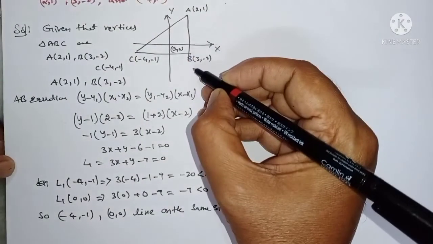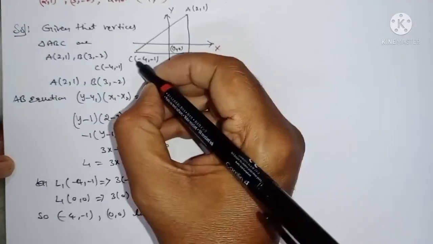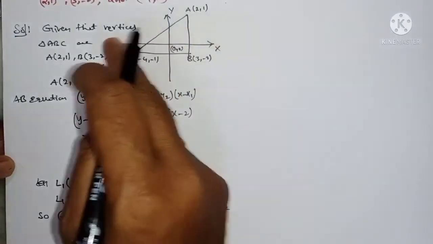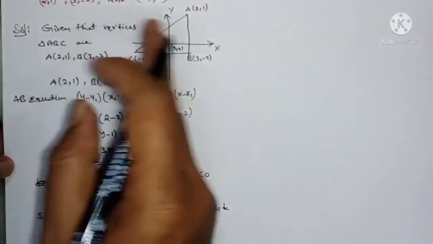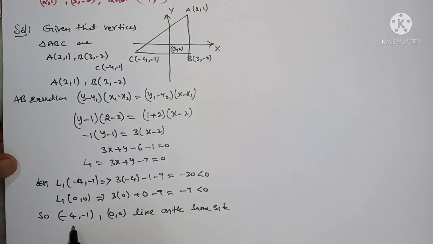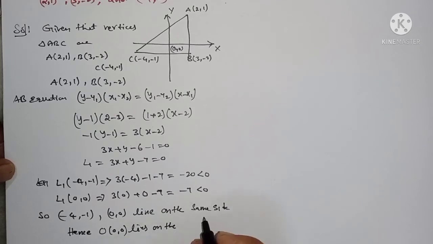Therefore AB is the equation. Therefore 0 comma 0 and minus 4 comma minus 1 are on the same side, means the same line side is there. Hence we can say that 0 comma 0 lies on the left of AB. You can call this equation number 1.